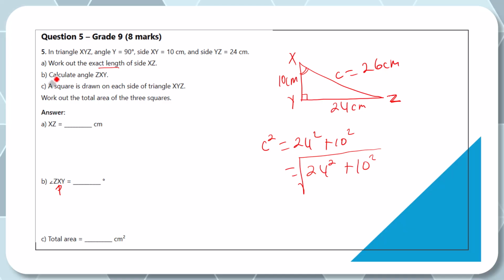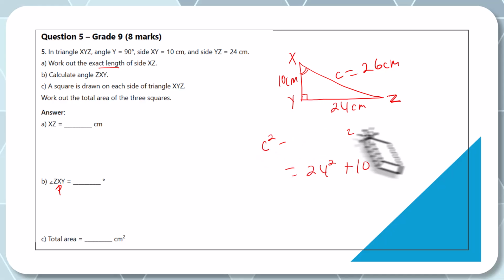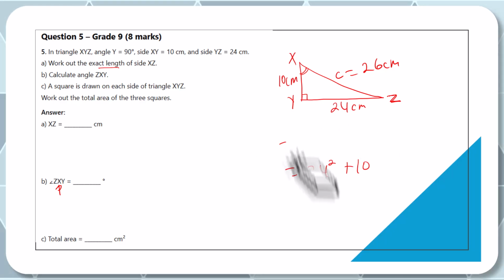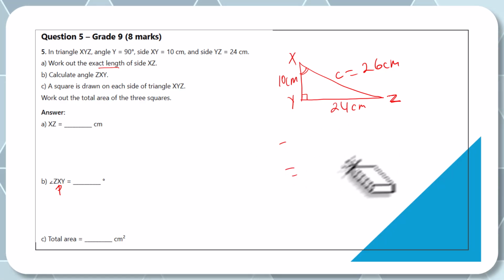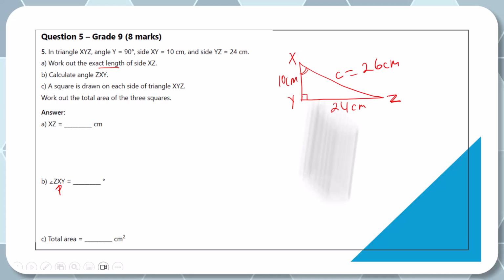It says calculate angle ZXY, which we've done. And then it says a square is drawn on each side of triangle XYZ. Each side. Work out the total area of the three squares. Now listen. The first square is going to go at the bottom. So this is what they mean. So that 24, they stretch it to form a square, basically.